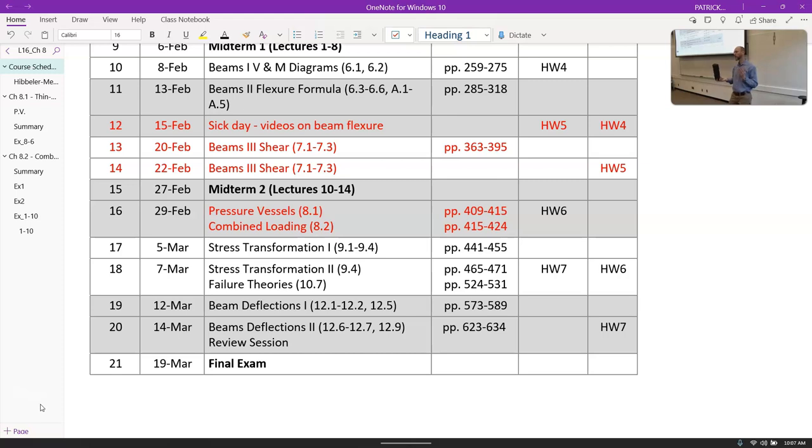But what about if the normal force is 75% of yield and the shear stress is 50% of yield? Is that okay? What's the combination effect of those types of stresses? That's what we're going to dig into next week with the failure theories. And in order to get to the failure theories, we first have to talk a little bit about stress transformation. So that's the roadmap of where we are now, where we're going. And then the last week of the term, we'll talk about beam deflections.